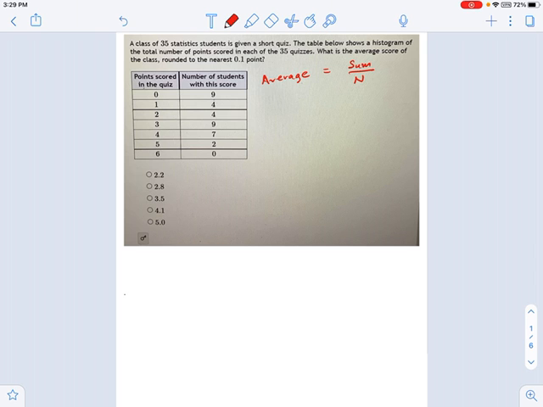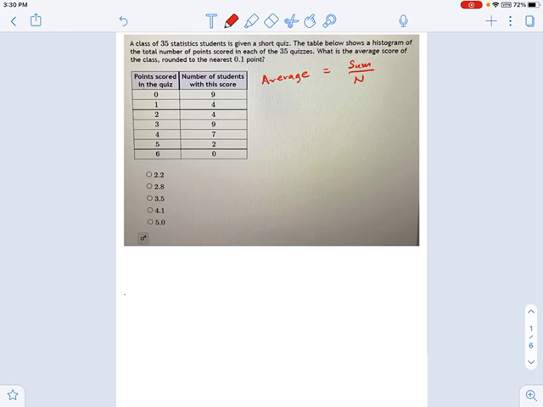So 9 students scored a 0. Tough for them. 4 students scored a 1. 4 students scored a 2, and so on. We're going to use this list to calculate what the average is of the class. It's a nice way to present data when you have a histogram because it doesn't involve writing 35 numbers down.